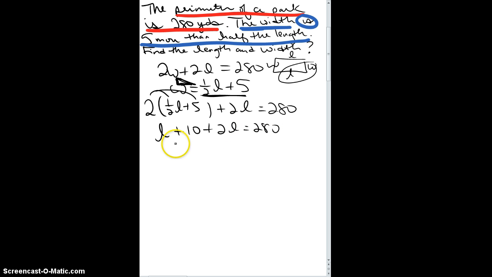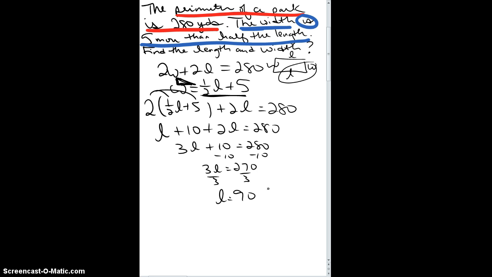I'm going to put my L's together. Subtract 10, and then divide by 3. And then I get 90. So the length is 90.